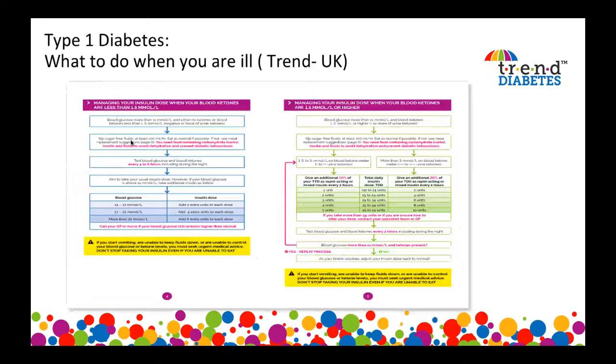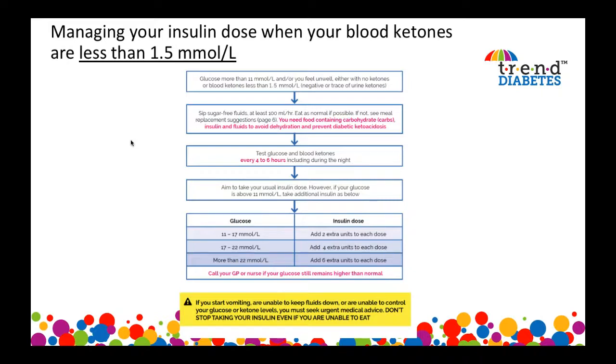If you look in our sick days leaflet, you'll see there are 2 algorithms. You probably can't see them well on the screen, so I'm going to switch over to the next screen, which will show them bigger. If you remember, we were talking about managing her diabetes and her insulin dose according to blood ketones. This algorithm tells you what to advise if the blood ketones are less than 1.5. This is a patient leaflet, so it's for a person with diabetes, and it's very clearly written. If the blood glucose is more than 11 and ketones are less, this is what you do.